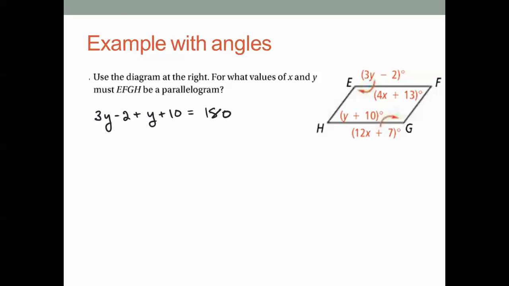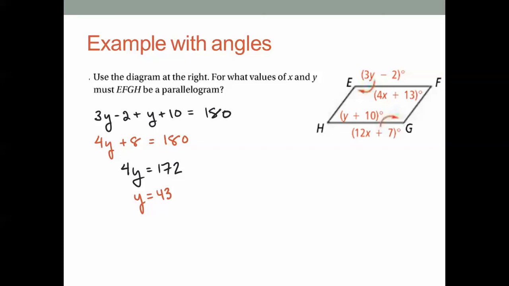I'm going to say that 3y minus 2 plus y plus 10 equals 180. And now I'm going to solve for y. So I combine like terms. I get 4y plus 8 equals 180. Subtract 8 from both sides. I get 4y equals 172. Divide both sides by 4, and now I've solved for y. y equals 43. I can use this now to go solve for x.